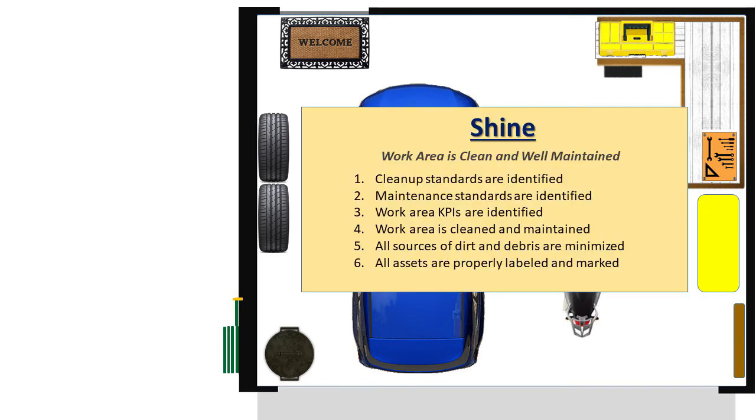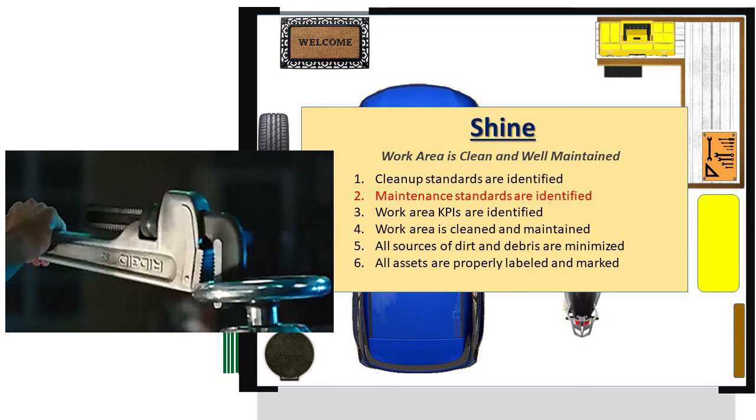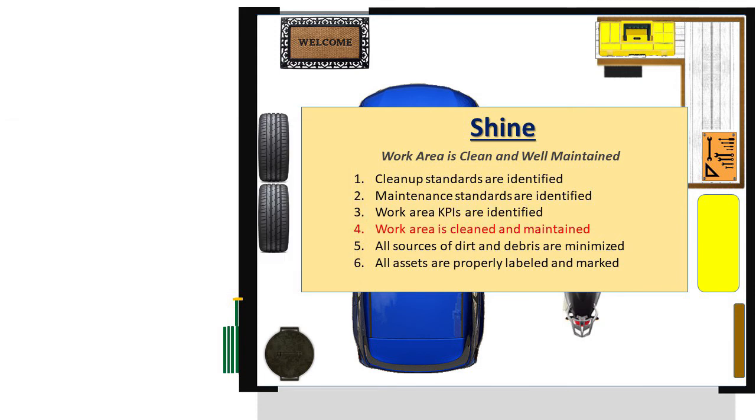In the third S, shine, there are 6 steps that need to take place. The first step is cleanup standards are identified. The second step is maintenance standards are identified. The third step is work area KPIs are identified. The fourth step is the work area is cleaned and maintained.